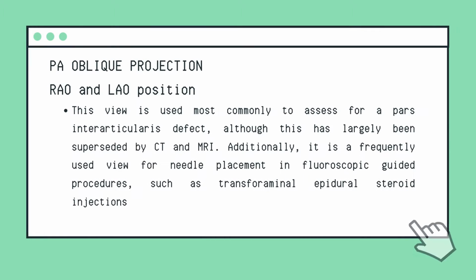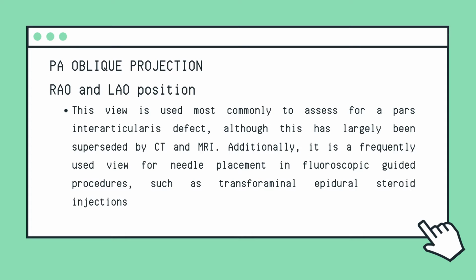The PA oblique projection, RAO and LAO position. This view is used most commonly to assess for pars interarticularis defect, although this has been largely superseded by CT and MRI. Additionally, it is a frequently used view for needle placement in fluoroscopic guided procedures such as transforaminal epidural steroid injections.